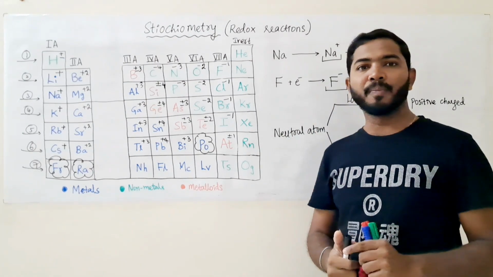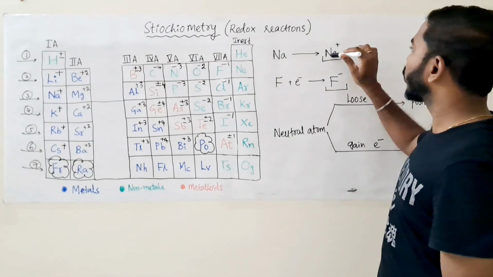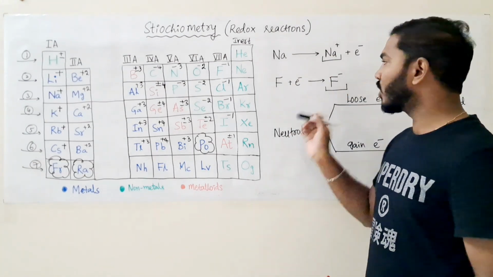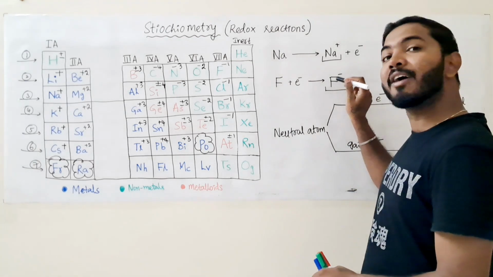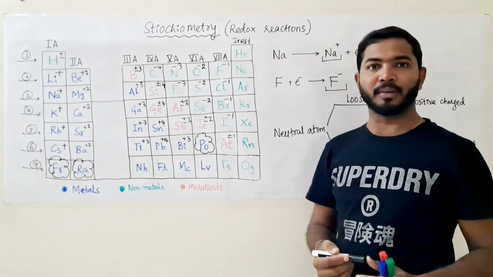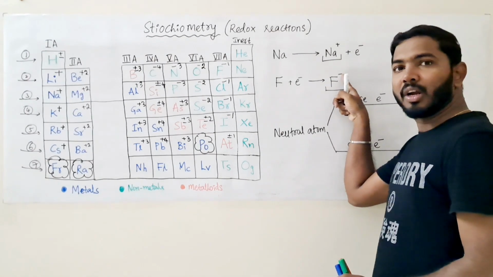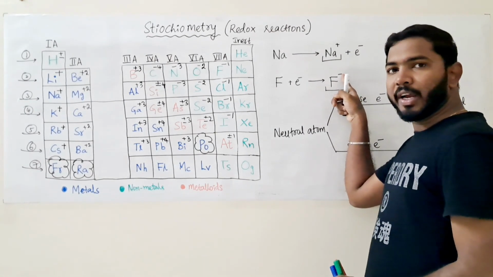So it is simple. What is the oxidation number of sodium in the Na+ ion? It is +1. What is the oxidation number of fluorine in F-? It is -1. So it is basically equal to its charge. Clear? No doubts, right? Yes.